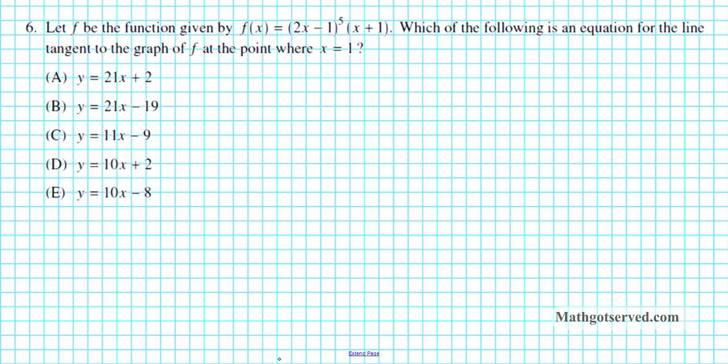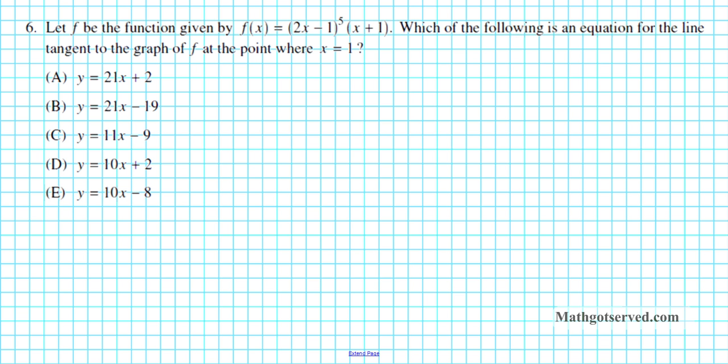Alright, let's take a look at problem 6. It says that the function f is given by this fractional expression right here. Which of the following is the equation for the tangent line to the graph of f at the point where x equals 1? So to do this, we need to know the formula for the equation of a line, okay?